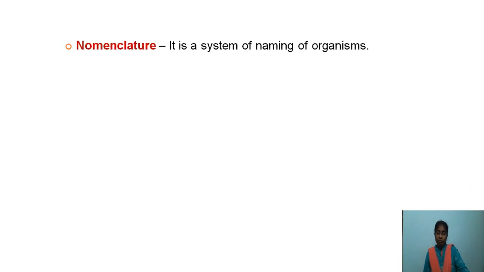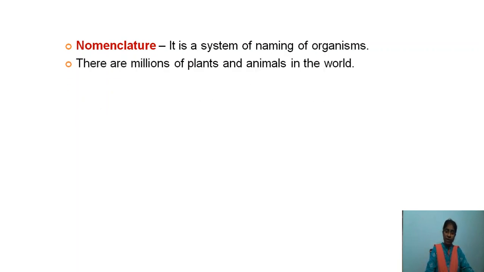Now, for biodiversity, so many organisms, plants and animals are present. Then the question arises of how to name them, because each state, each country in the world gives its own name. So it is very difficult to know about that organism. So naming is very important. Naming of organisms is known as nomenclature. It is a system of naming of organisms.